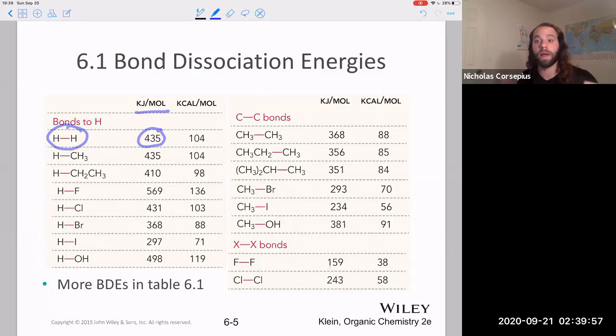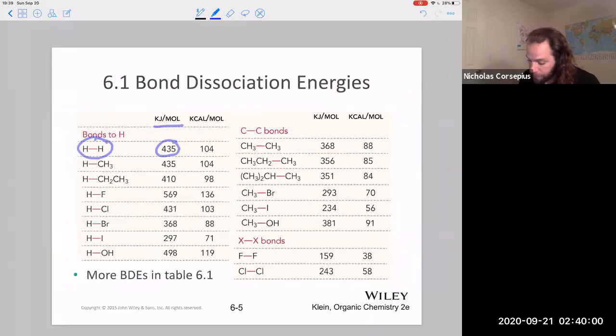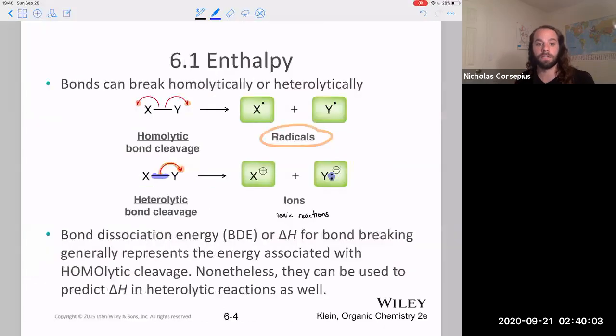Now, specifically, going back to this whole idea of heterolytic and homolytic, these bond dissociation energies apply to the homolytic cleavage of a bond. Nonetheless, we will be able to use them to calculate the changes in enthalpy, delta H's, for reactions that don't involve homolytic cleavage. Okay? If you're talking about just breaking the bond, then you have to consider that it's homolytic. But when you're talking about breaking and reforming, it turns out that it's the same whether you consider the bond to be homolytic or heterolytic.